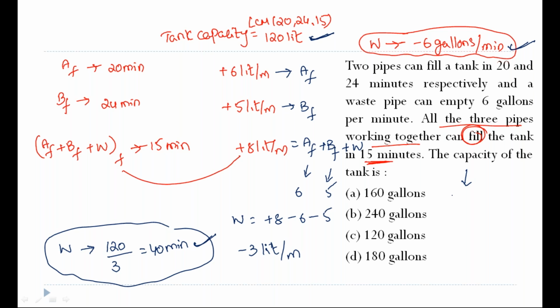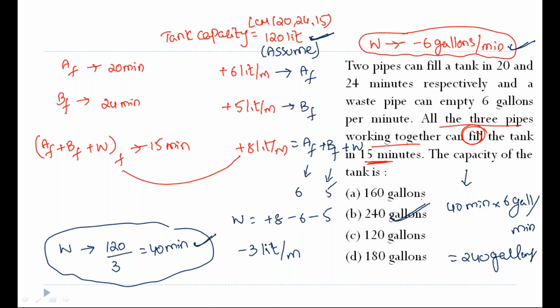If you want to find the capacity of the tank: 40 minutes, each minute 6 gallons. Why empty? Because the waste pipe's duty is to empty. 40 minutes at 6 gallons per minute gives 240 gallons. Answer is 240 gallons. Sir, what is all this? My dear friends, this was our assumption for easy calculation, but actual tank capacity is 240 gallons.